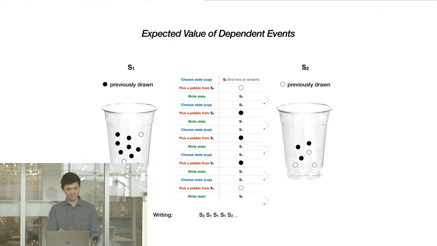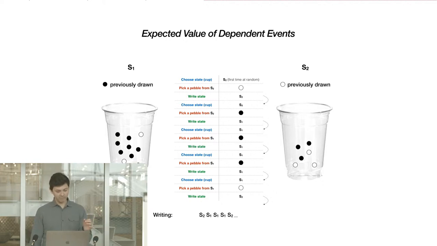I just get S1, S1, S2, S1, S1, S1, S2. So you get the idea. You have two possible colors, in our case, black and white. Two possible types of pebbles. And this corresponds to two states, which mark what happened in the previous step.